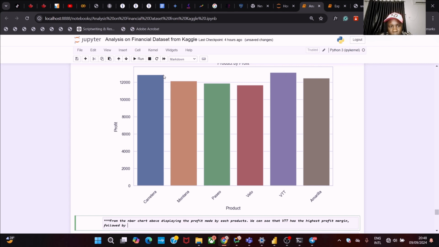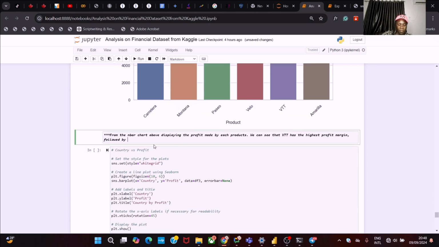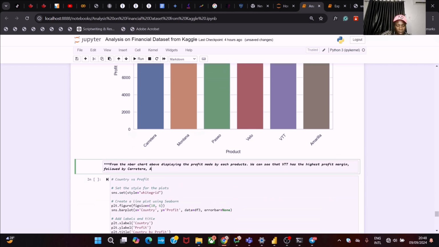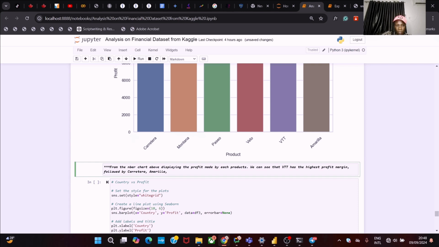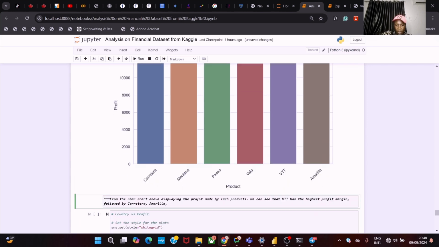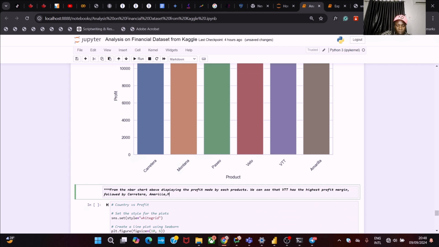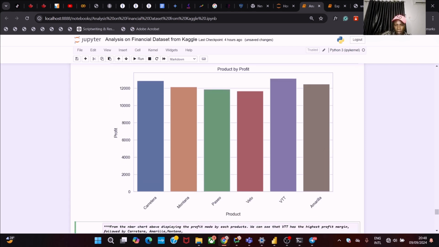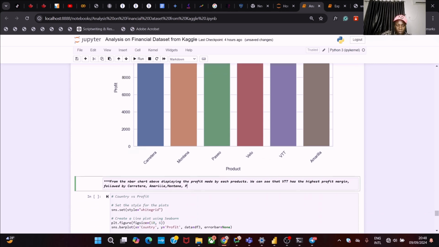Why am I feeling like the profit margin, I think Artera is higher, followed by Tera, then followed by Amarilla, then followed by Montana, then followed by Passio and Velo.